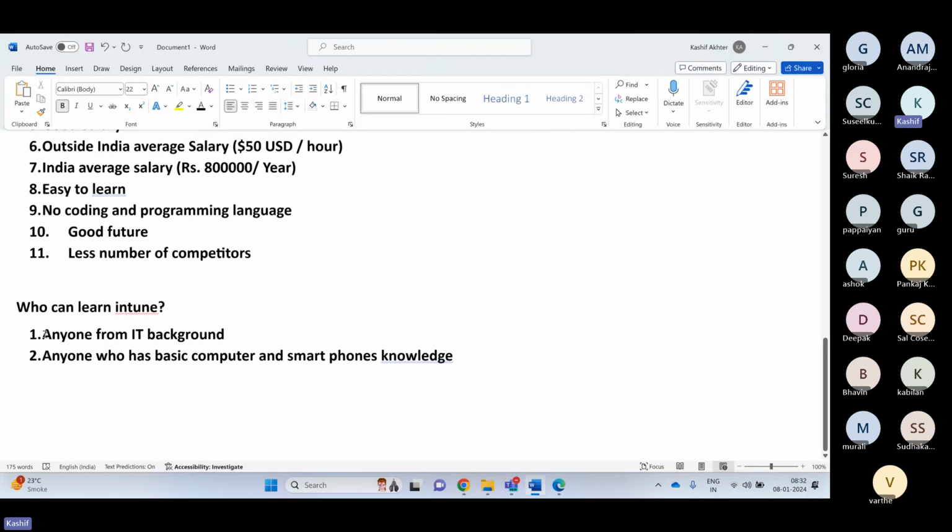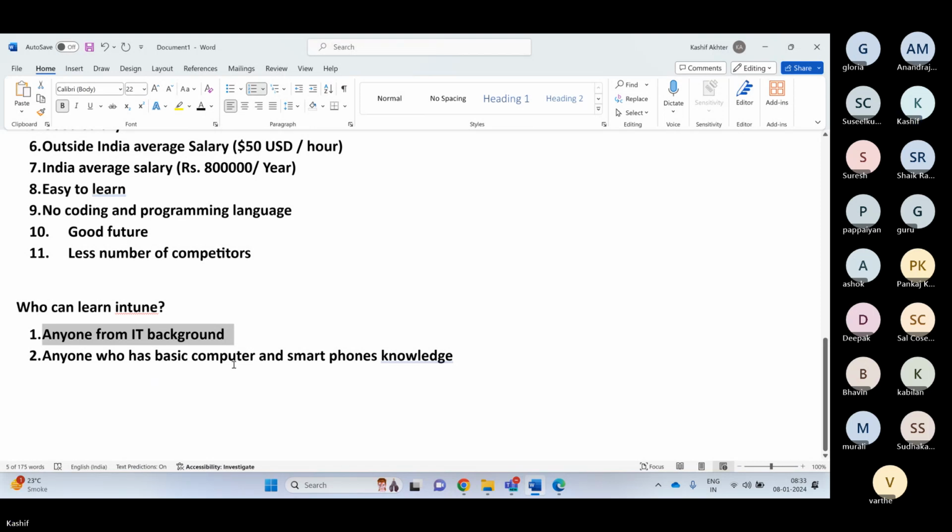Though the people who are from IT background, meaning those from desktop support background or help desk support background or from server support, it will be easier for them. If you compare with the people who are just having basic computer knowledge and smartphone knowledge, they will take a little more time. They can learn, that's not a problem, but they will take a little more time to understand compared with the people who are from IT background already.